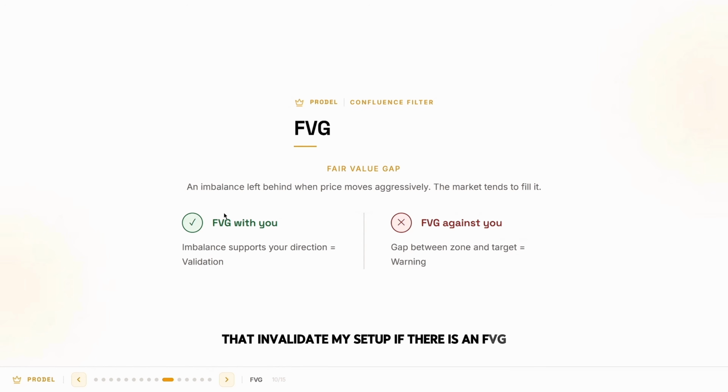If there is an FVG sitting between my zone and my target, that's a warning. The market tends to fill FVGs, so it might stall my trade there. FVGs don't trigger my entry. They validate or challenge my confidence in the setup. Let's see on the chart.